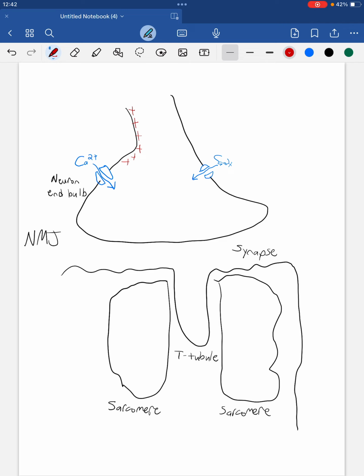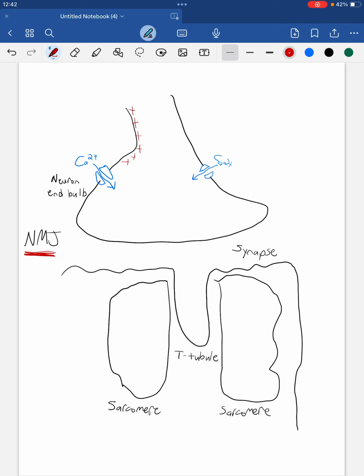Now this end bulb here is communicating with this muscle. So this area here is known as the neuromuscular junction. It's the site where the neuron meets the muscle. A junction is like where two things meet. So, neuromuscular junction.